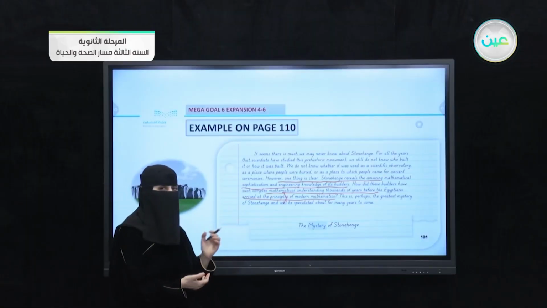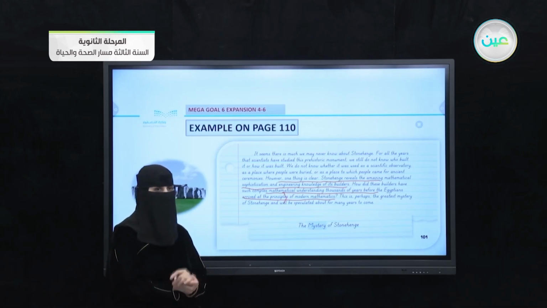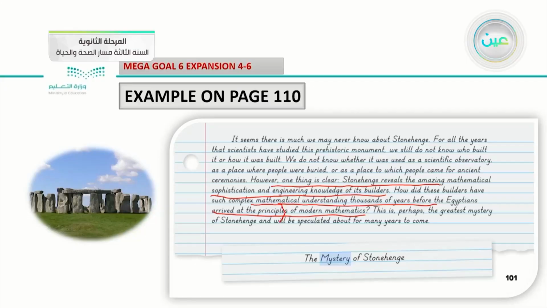By this way, you can keep your reader thinking until the end and still excited about your effective essay. So this is perhaps the greatest mystery of Stonehenge and will be speculated about for many years to come.